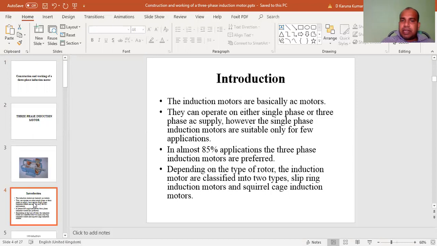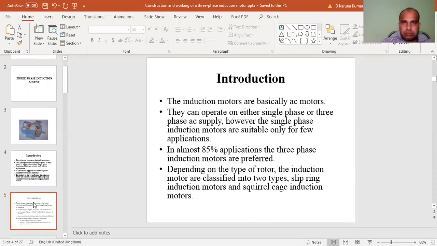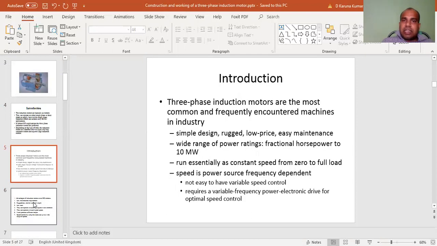Depending upon the type of rotor, the induction motors are classified into two types. The first one is the slip ring induction motor. The second one is the squirrel cage induction motor. Three-phase induction motors are most commonly encountered in industrial machines. More than 80-85% of AC motors are induction motors.